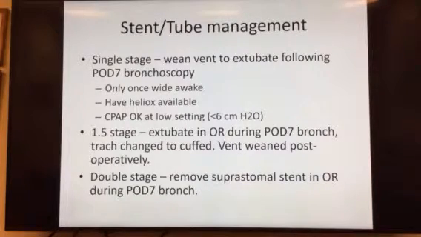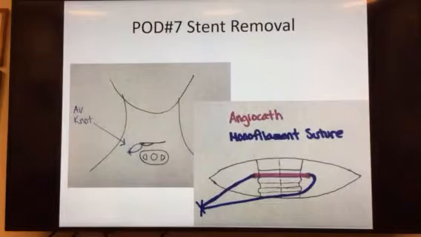For a double stage procedure, the goal will be to remove that suprastomal stent in the operating room during the post-operative day 7 bronch. And this is how this goes. These are some drawings showing that the air knot for that monofilament suture will be on the right side of the incision. And so the goal here is to cut the air knot through the incision.